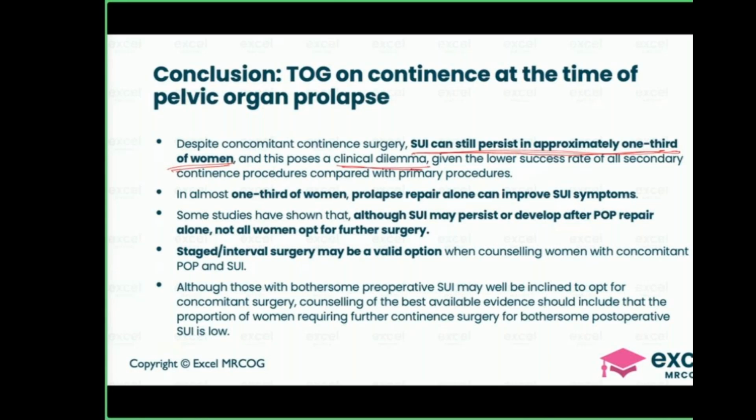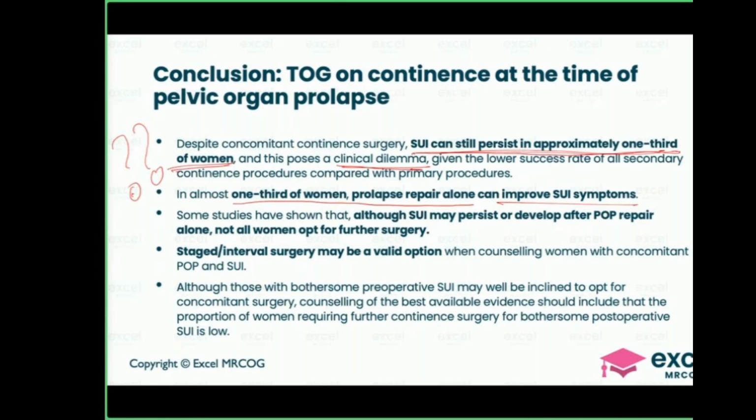The second thing that they say is that if you just offer a prolapse surgery alone, 1/3 of women will have improvement of SUI. That means there is a good chance that just with the prolapse surgery, SUI also would get treated. So the question is whether to offer both the surgeries together or not, because obviously two different surgeries would mean more complications. So whether to offer or not is still a debatable issue as per the TOG article.